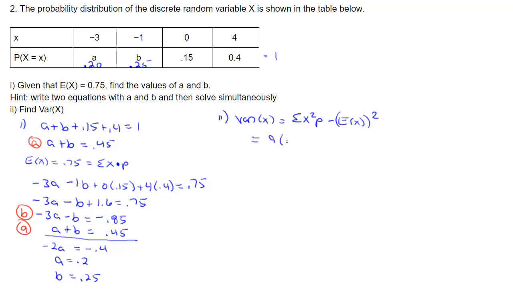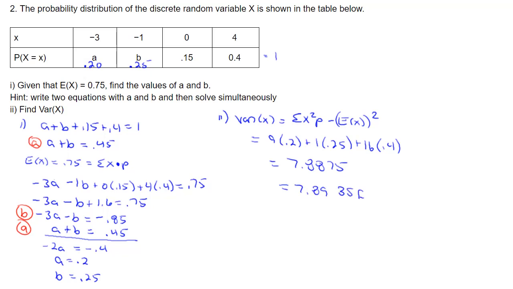That's going to be negative 3 squared is 9 times 0.2. 1 squared times 0.25. And then I've got 16 times 0.4. And then all I've got to do is simplify this and find out that the variance is 7.8875, or 7.893, so you have figures.